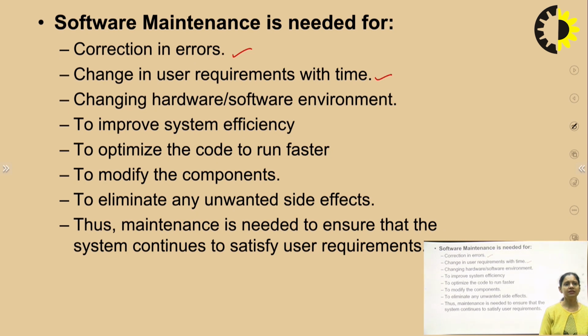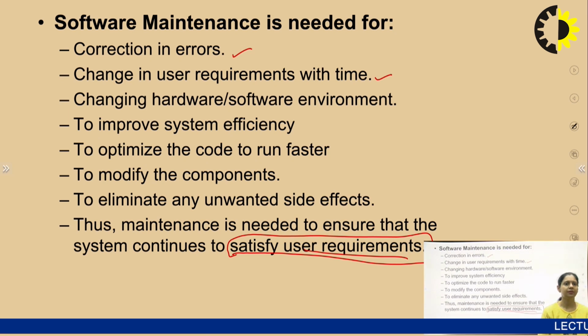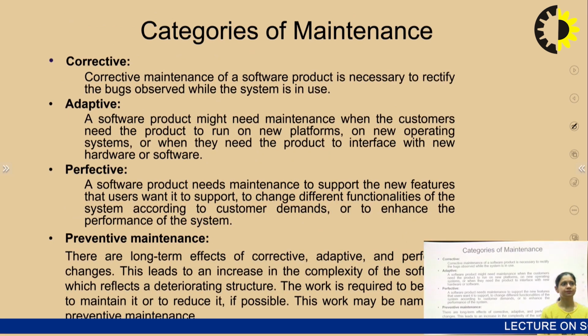Thus, maintenance is needed to ensure that the system continues to satisfy the user requirement, because the ultimate aim of the developer is to satisfy the user. So whatever software the company is developing, that is developed in order to make the user satisfied. So whatever the requirements of the user are, those requirements need to be satisfied by the developer.